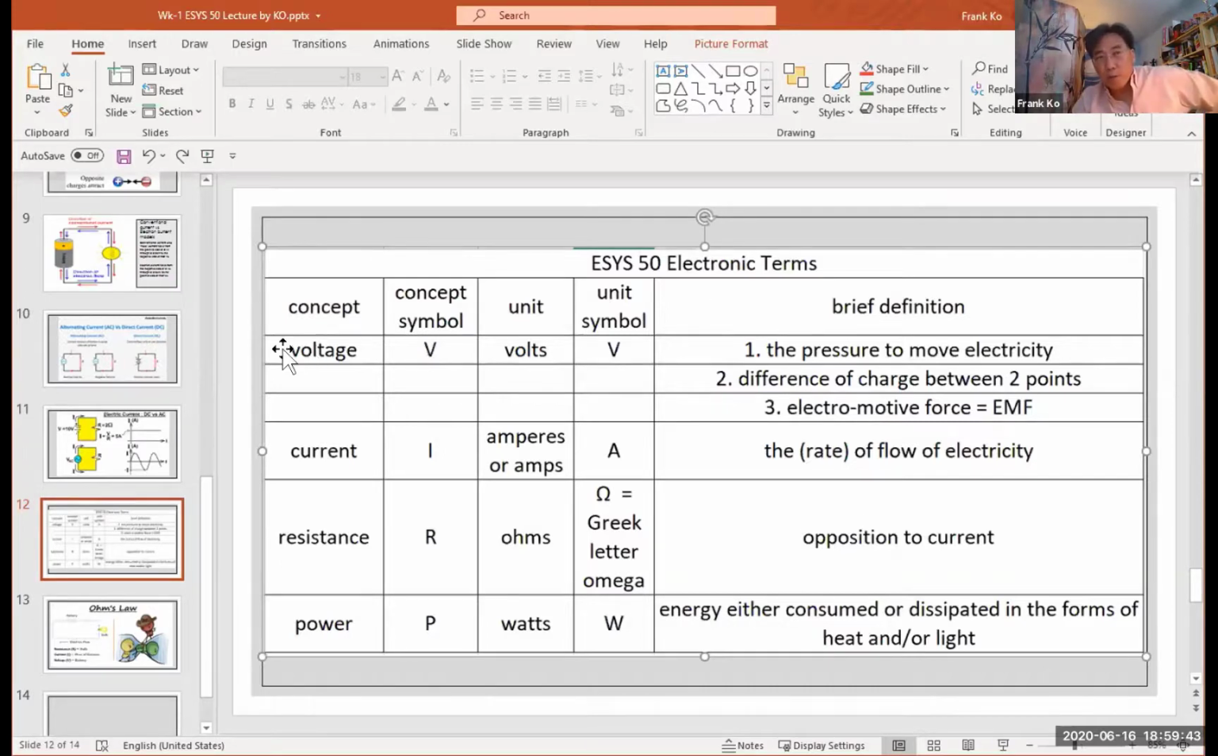So the first concept we're going to talk about is this thing called voltage. What do you know about voltage? Mama said don't touch it. Don't put your fingers in the power socket. So at least you learned that much from mom and pop. Why? Because of a couple of things.